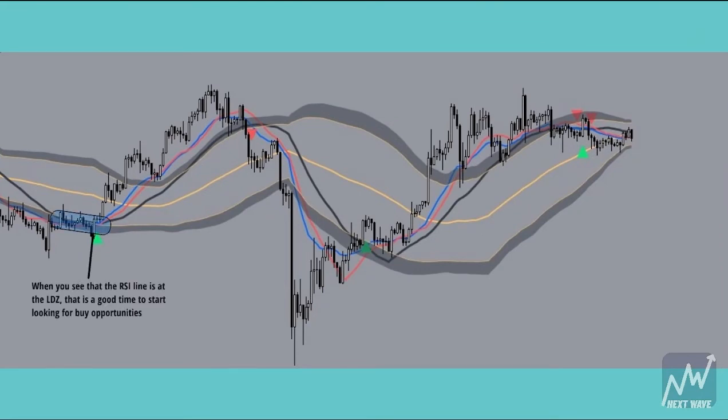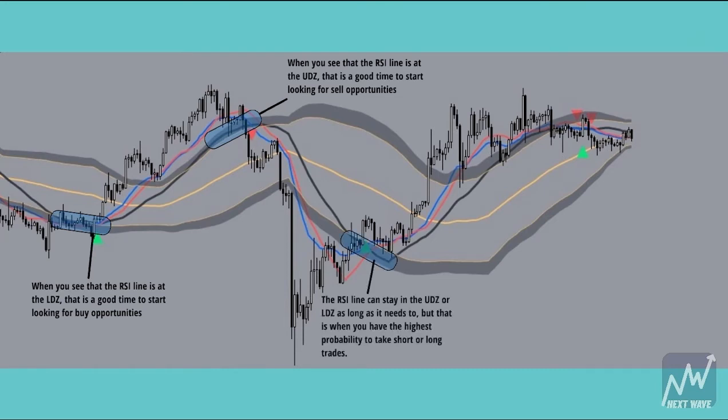When you see that the RSI line is at the lower danger zone, that is a good time to start looking for buy opportunities. When you see that the RSI line is at the upper danger zone, that is a good time to start looking for sell opportunities. The RSI line can stay in the upper danger zone or lower danger zone as long as it needs to, but that is when you have the highest probability to take short or long trades.